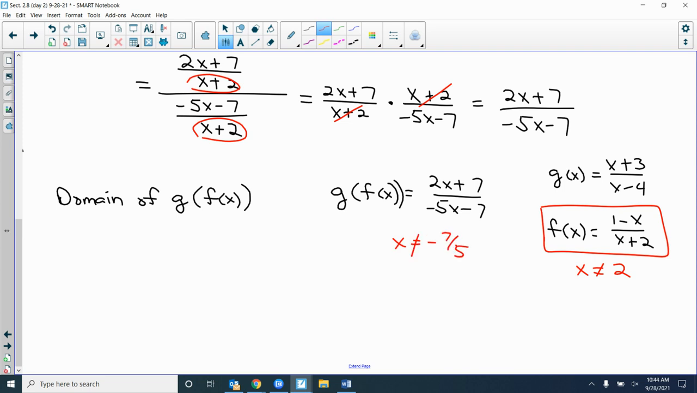negative 7/5. That should be a negative 2, shouldn't it? Mm-hmm. That should be a negative 2. 4 will actually work because I can plug in 4 into here. 1 minus 4 is negative 3 over 6 is negative 1/2, and you plug it into here, you'll get an answer. 4 will work. The second one that won't work is negative 7/5. So my domain, negative infinity, which one will I come to first? Negative 2, right? Union, negative 2 to negative 7/5, union, negative 7/5 to infinity. Okay.